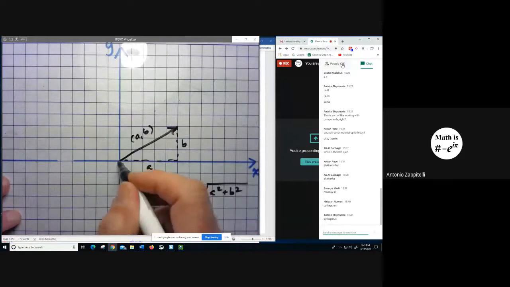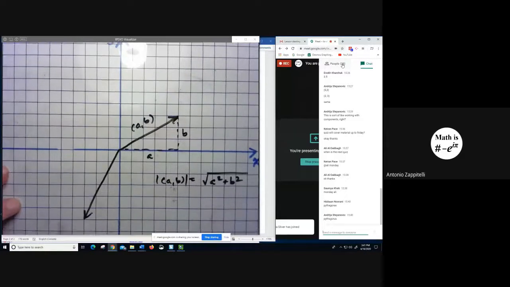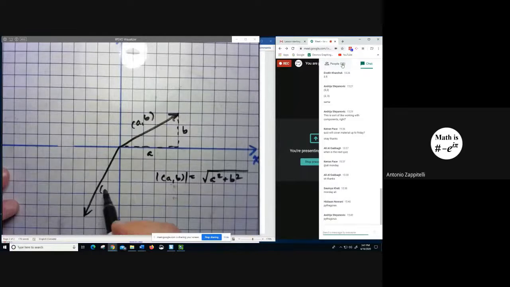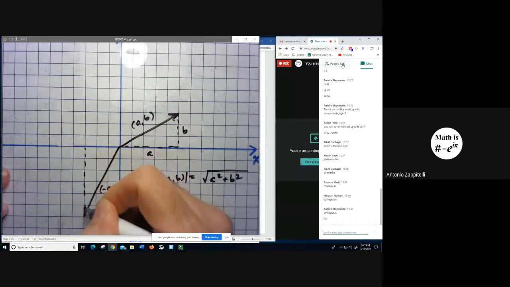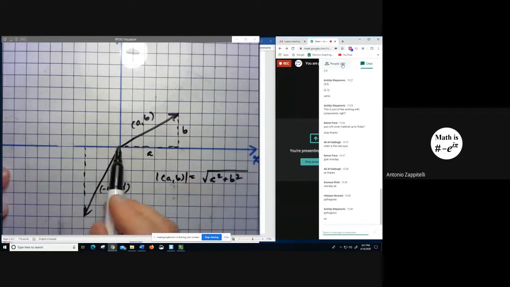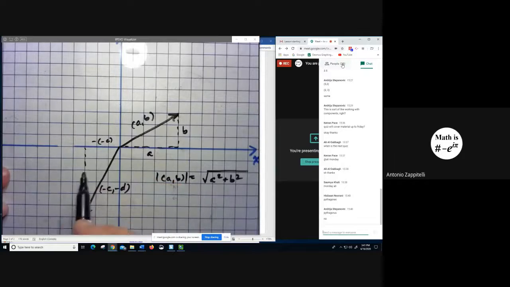Now, this is all well and good for something in the first quadrant, but let's say I've got this vector in the third quadrant. Let's assume A and B are positive numbers, and let's call this point -C, -D. Does it make a difference that these are negative numbers? No, because if I still create this right angle triangle, the length of this side is just going to be C, and the length here is just going to be D.